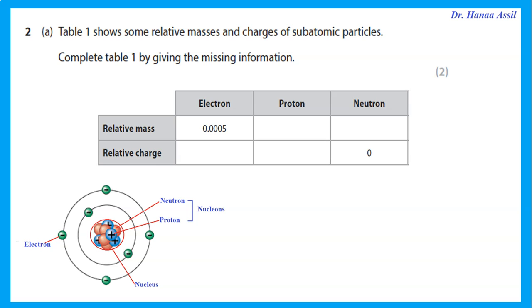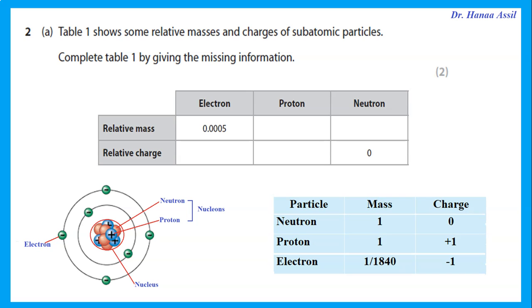Now, what are we required to write here? We're required to write the masses and the charge, and you should know, if we're talking about a proton, what is the mass of a proton there? You should know that the mass of the proton is the same as the mass of the neutron, and both of them are given a mass of 1. Now, if we're talking about the electron, the table says the mass of the electron is 0.0005, or we write it as 1 over 1840.